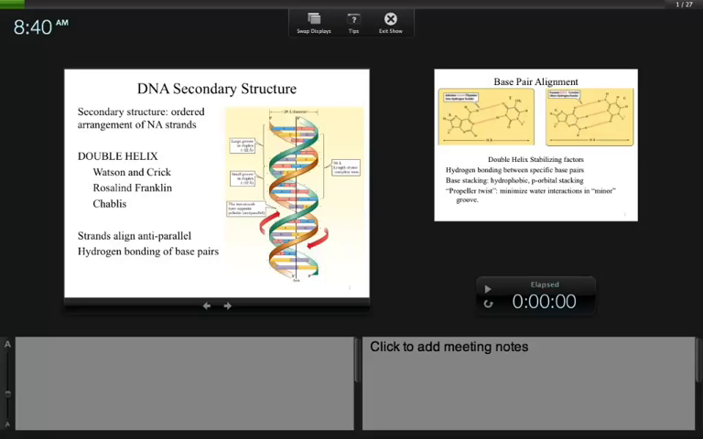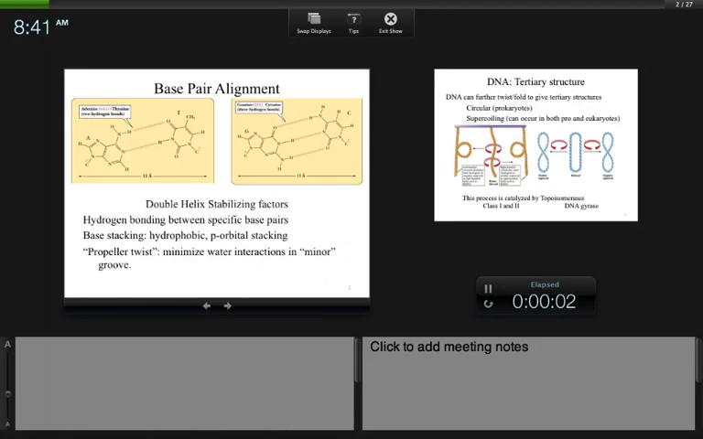So we looked at our DNA secondary structure. Should be all kind of familiar with that. When we look at our base pair alignments, our adenine and thymine really only have 2 hydrogen bonding interactions. When we look at our cytosine and guanine, we end up with 3 hydrogen bonding interactions. What you're primarily concerned about is what interactions are possible, and those determine the base pairs.